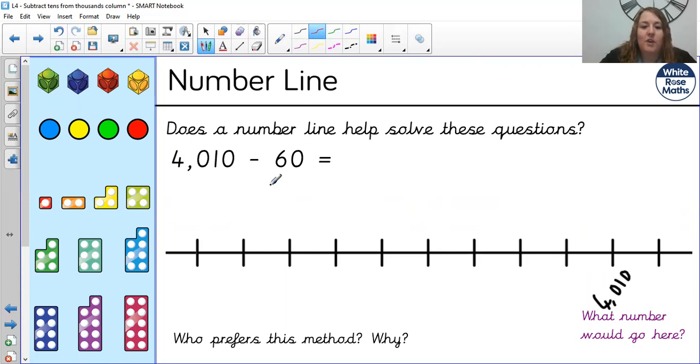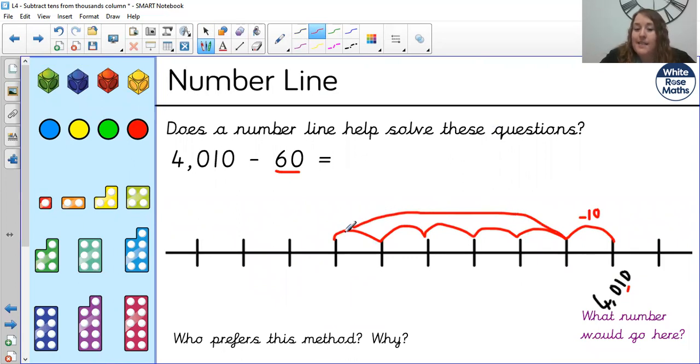And we need to be subtracting 60. So if I was to show you that on the number line, we can do 6 jumps, 1, 2, 3, 4, 5, 6, and do jumps of 10 each time. Or we can look at the 10 here and do one jump of 10 first of all, and then do another jump of 50 because it's an easier number if we want to do that as well. So I'm going to start with doing that way first of all.